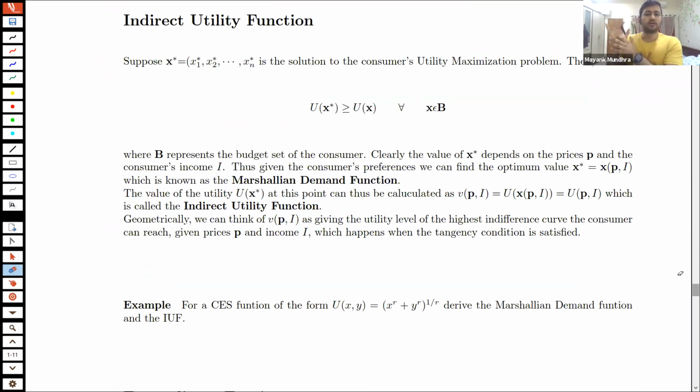Okay. Now let's look at indirect utility functions. Like I told you, the important thing is always finding X star. But sometimes it might be the case that the examiner asks you for the optimal utility. So now I want to find the utility level for the optimal bundle.